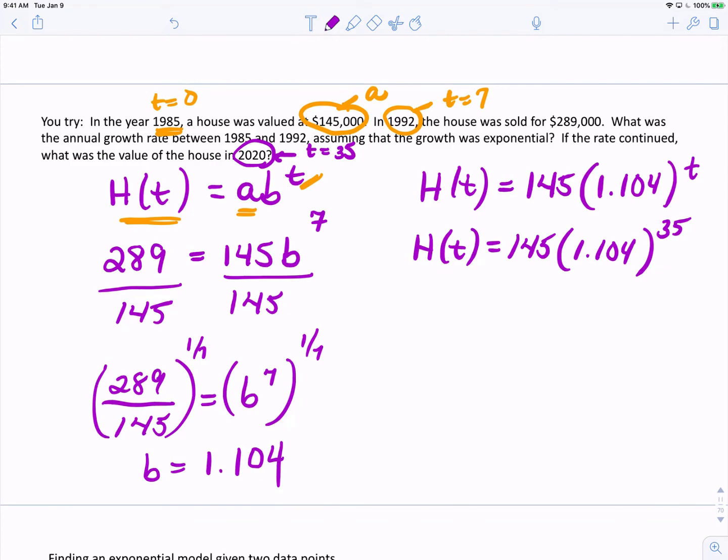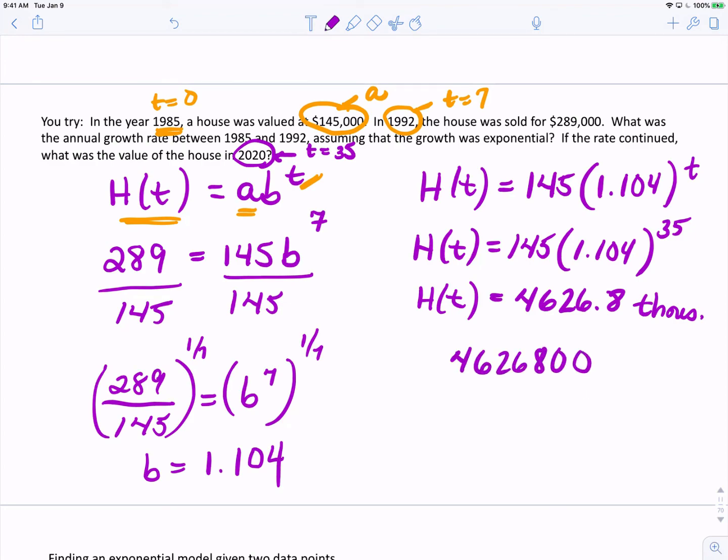Oh, nope, that's it. So h of t, if things had continued, that would have predicted the value of the house would be 4626.8 thousand dollars. And if we wanted to change that to a number, it would have predicted that the house kept appreciating till it was worth over $4 million. So housing prices did cool off. I'm sure that house would not sell for $4 million now. But had it continued, that's what it would have predicted.